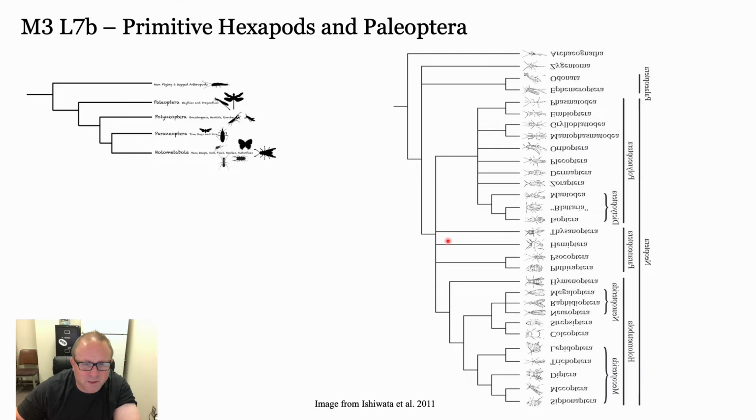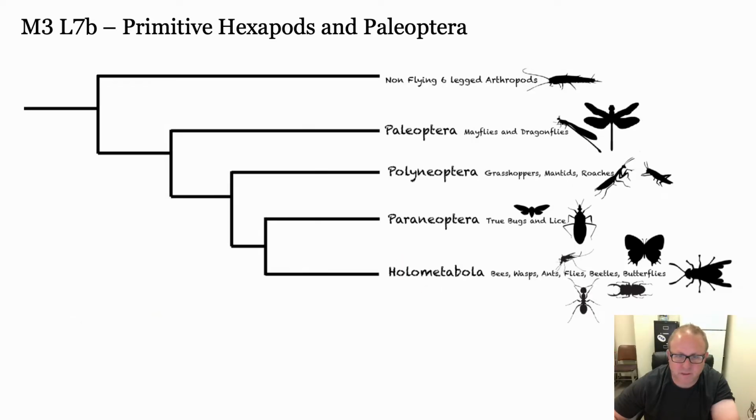The Perineoptera is a little more up in the air right now as we look at it. This image is from 2011, and it's been a little bit better resolved. And then the Holometabula definitely forms its own group right here, and that's represented on this tree by the Holometabula there. That's all of these insects here. So, non-flying six-legged arthropods and the Paleoptera.